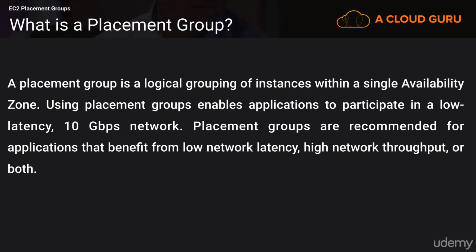So essentially, in real life, where you would use placement groups are things like grid computing. So something like a Hadoop cluster, for example, or if you're using Cassandra as your backend database and you need really high network throughput or low latency between your different Cassandra nodes. So essentially, those are the type of real-world scenarios where you would use placement groups.